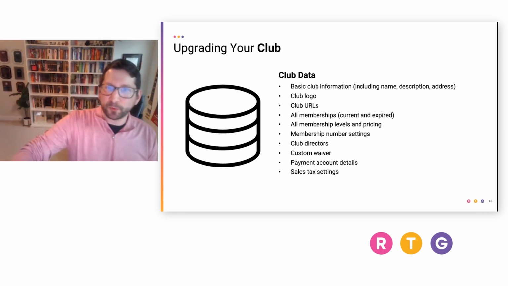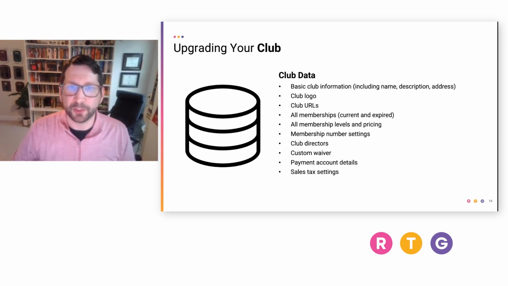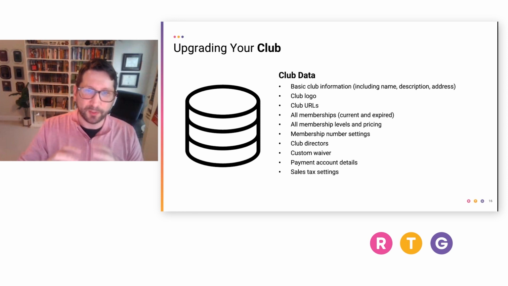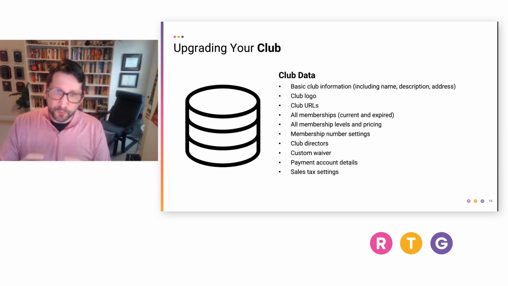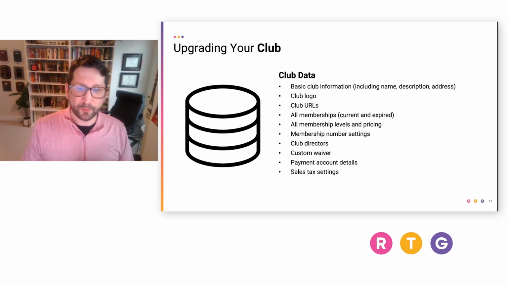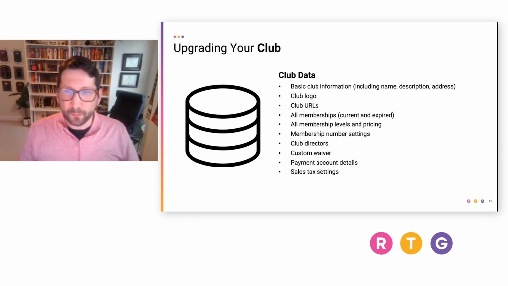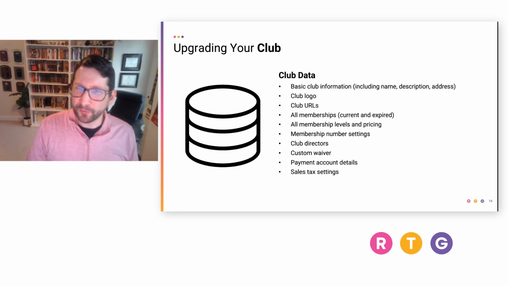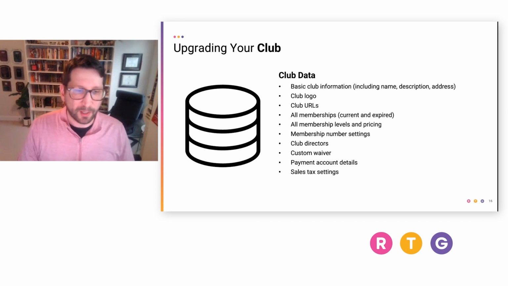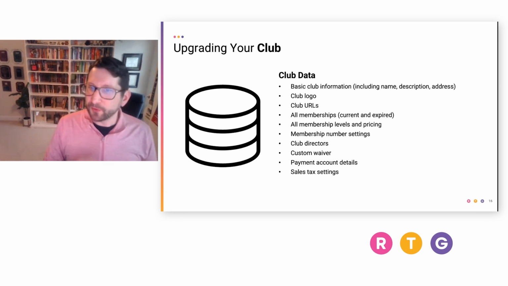But on the right, this is really what we're looking at. Things like your club information, logo, URLs, memberships, old and new, all of your levels and pricing. This stuff is all just sitting there in the database, and it's doing a good job. When we looked at this originally and were talking about the new platform, we said, hey, these database tables, there's nothing wrong with them. They're really solid. They're doing the right thing. They've stood the test of time. Let's not mess with it. Let's leave a lot of that where it is. So that's essentially what's happening.